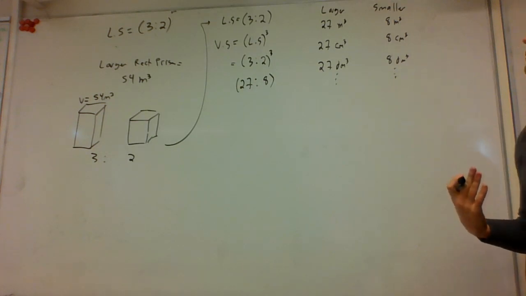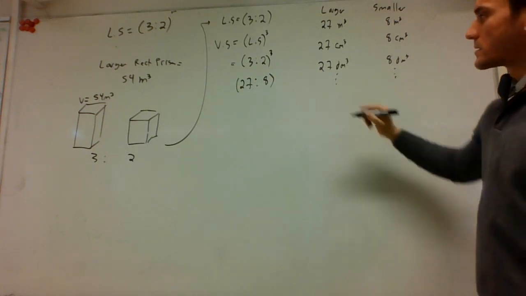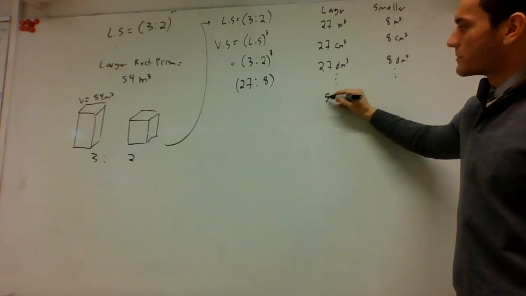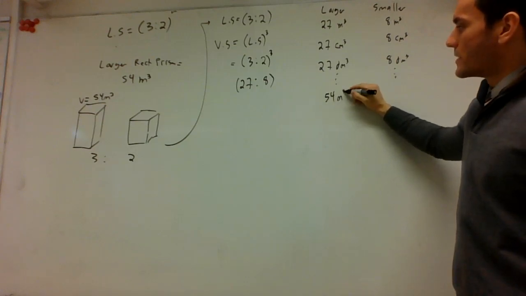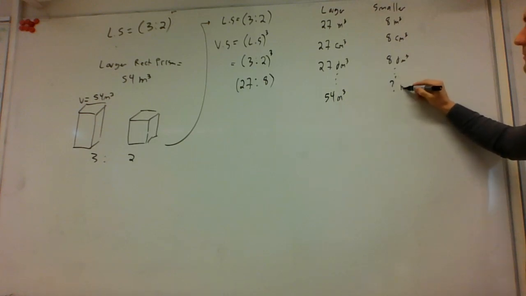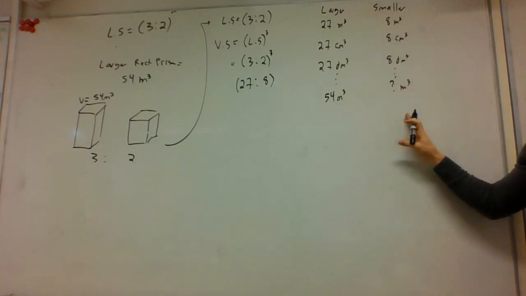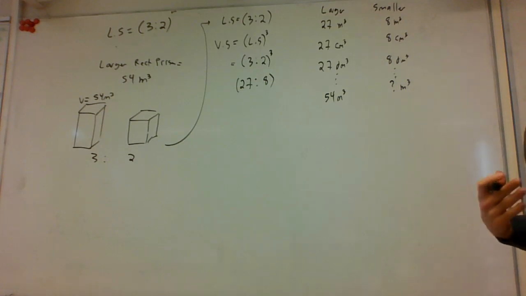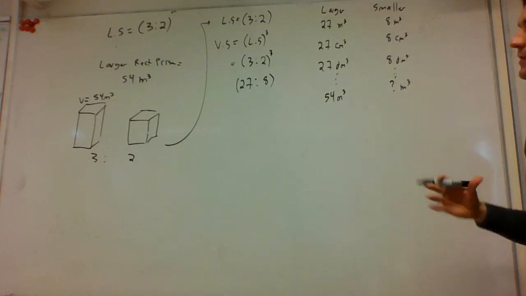So I encourage you to pause the video, because in the larger rectangular prism it is 54 meters cubed, and we have to figure out how many meters cubed it is in the smaller one. Pause the video, see if you can figure that out yourself, and if not, come back and we'll show one method.